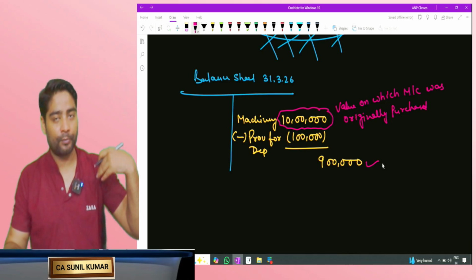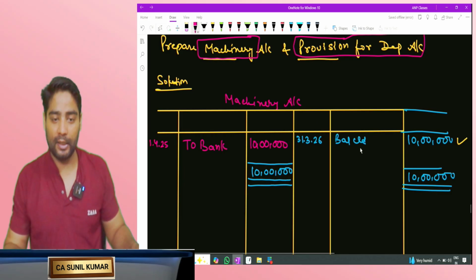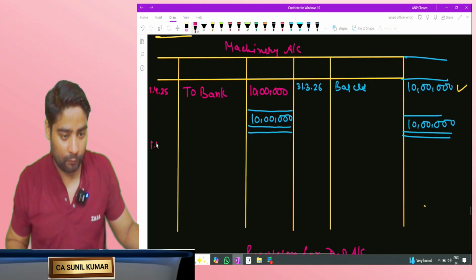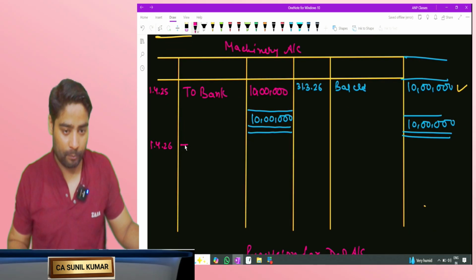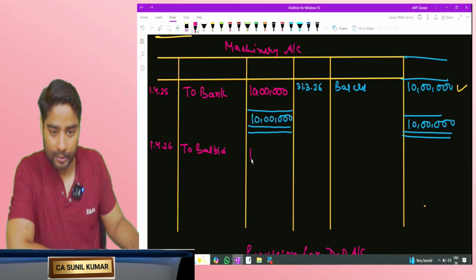Okay, it is easy. Now let's go for the next year. The balance carried down in the machinery account on 1/4/26 will become balance brought down. What will be the balance, sir? 10 lakhs.